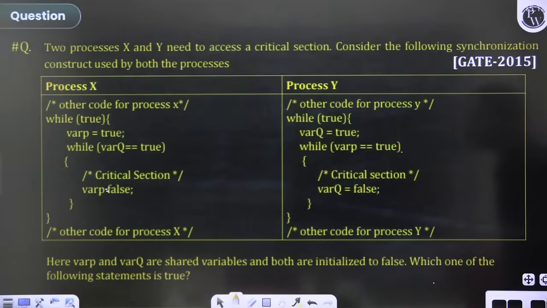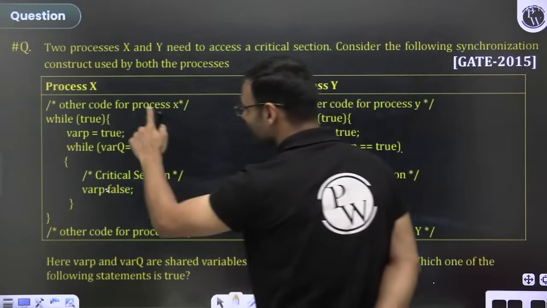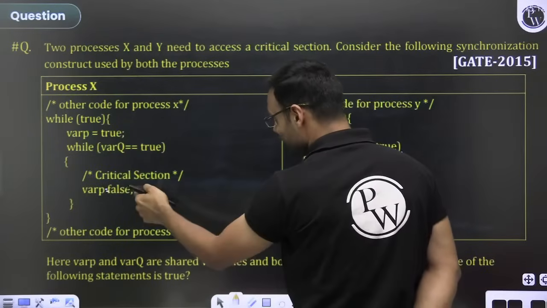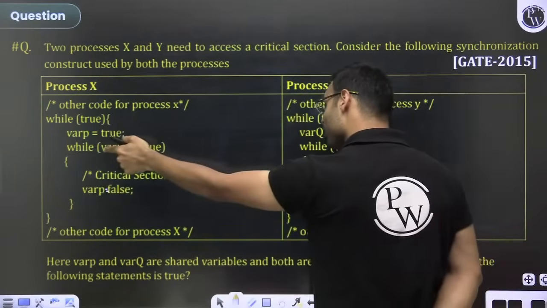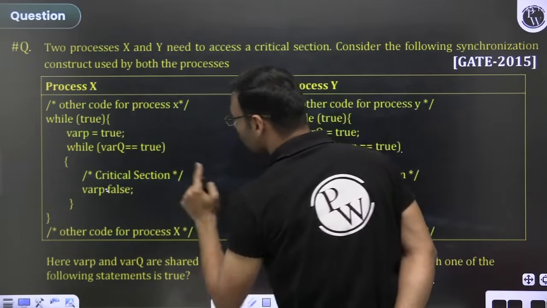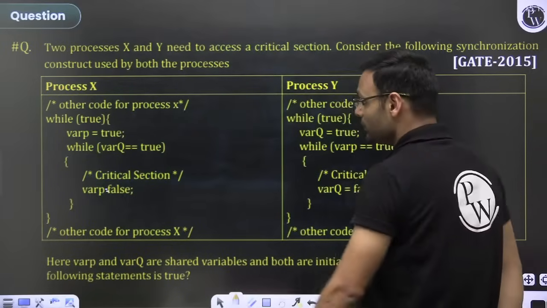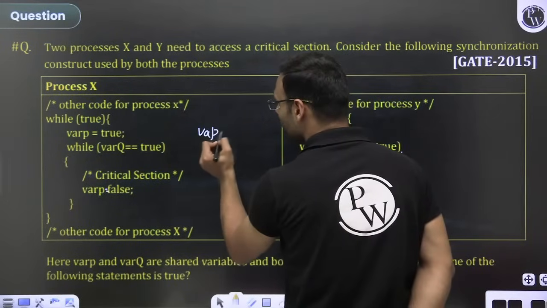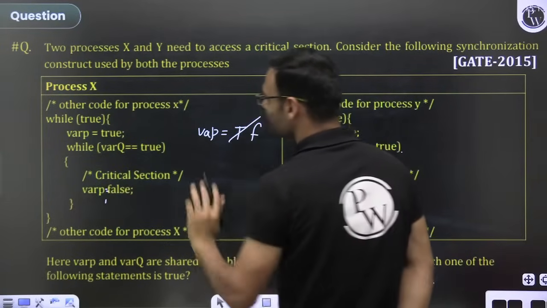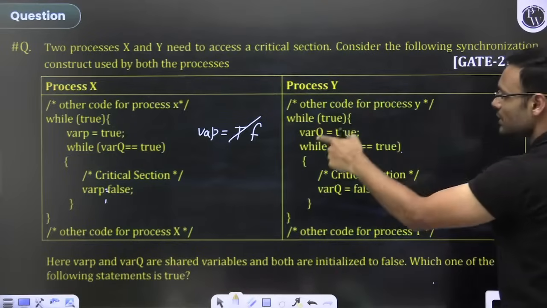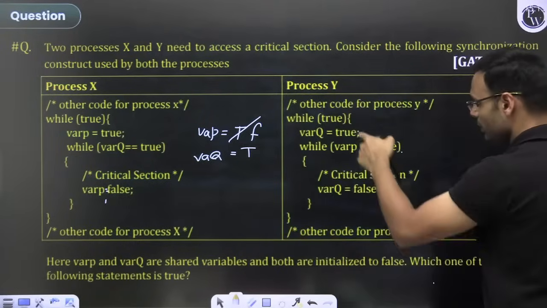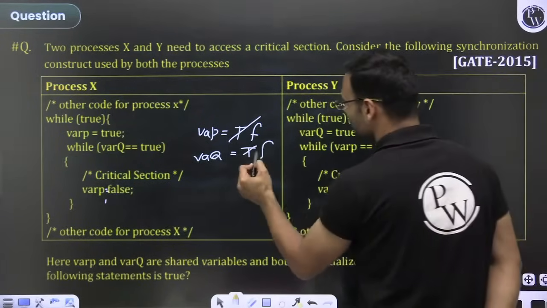Infinite loop, how is it possible? Once this particular process enters the critical section, variable q is true, that's why it is entering. This process is coming, that is why variable q is true, and that is why this process is inside. But this process makes variable p equal to false inside the loop. So what happens? Variable p true here, then after executing the critical section one time, false. This process comes, initially variable q is true.